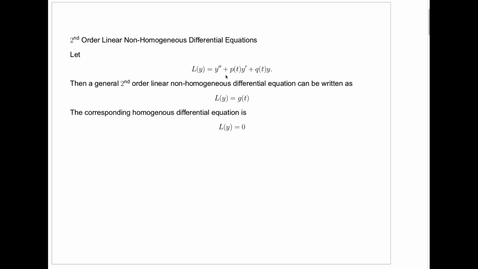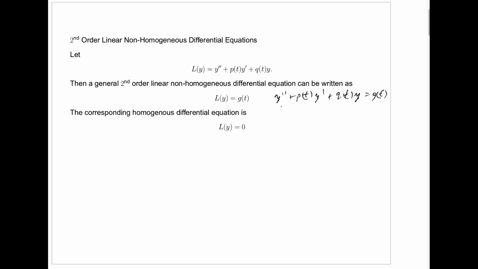So remember, we have this linear operator L of y, which for a second-order linear operator would be y double prime plus p of t y prime plus q of t times y. A general second-order linear non-homogeneous differential equation can be written as L of y equals g of t. Remember, this is exactly the same as just writing y double prime plus p of t y prime plus q of t y equals g of t. This is the differential equation we would like to solve.